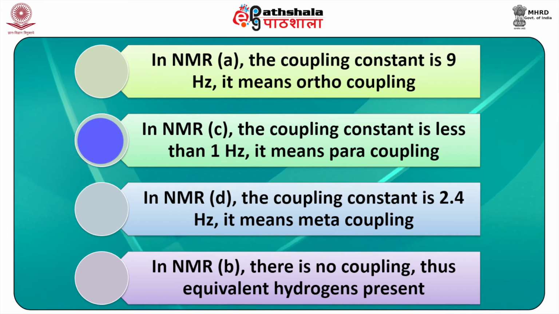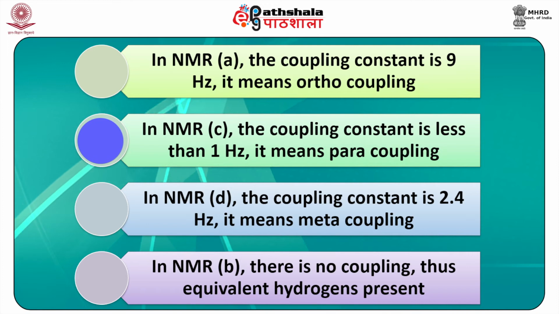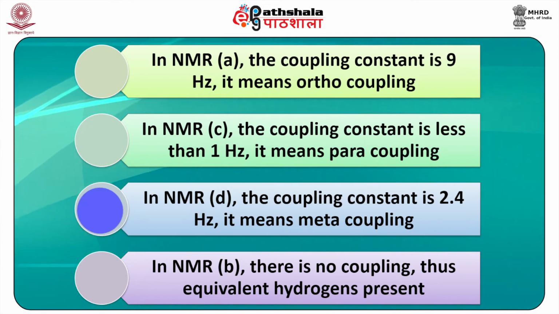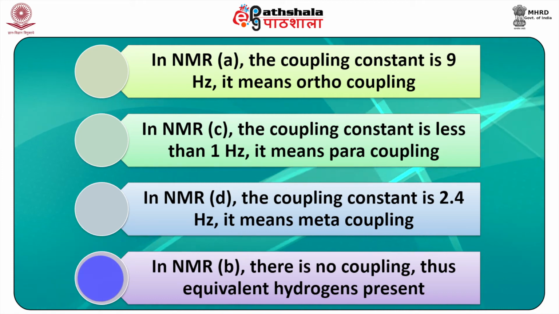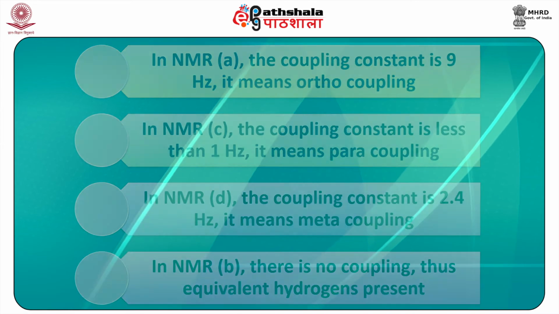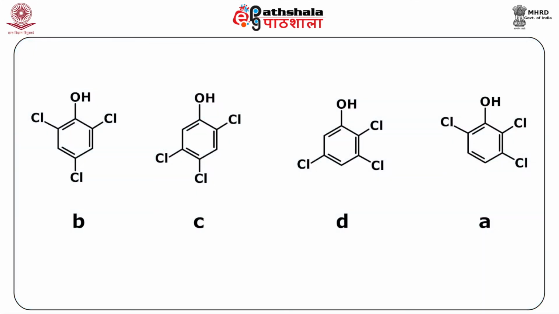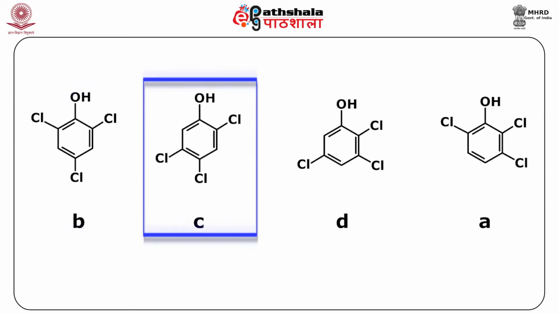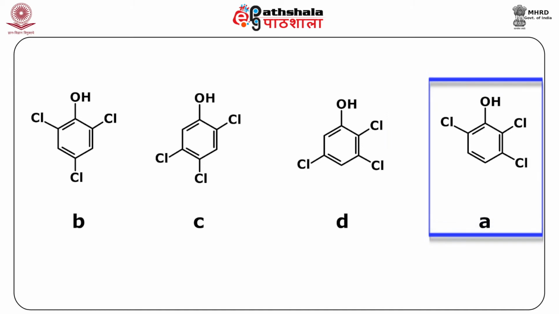In the NMR of sample C, the coupling constant is less than 1 Hertz. It means it is a para coupling. And in D, the coupling constant is 2.4 Hertz. It means it is meta coupling. In the NMR of sample B, there is no coupling observed. Thus, the equivalent hydrogens are present. Looking at the above values, we can elucidate the structures to be B, C, D and A in a sequence of the given structures.